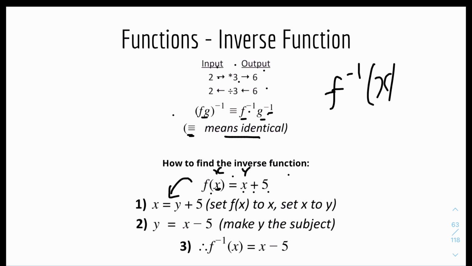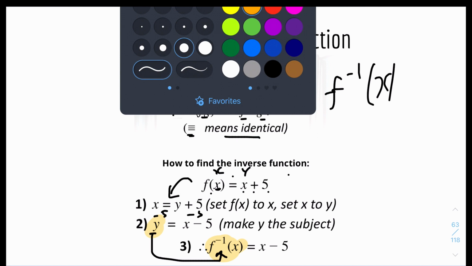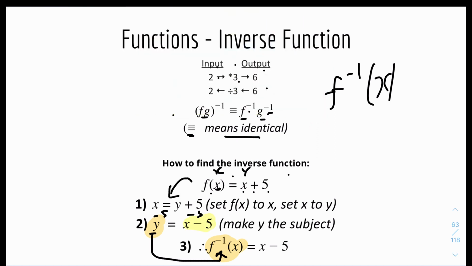Then you have to make y the subject. In this case you minus both sides by 5 to get y equals x minus 5, and this y is the new inverse function right here. Let's just highlight this. y equals this, and x minus 5 equals this.